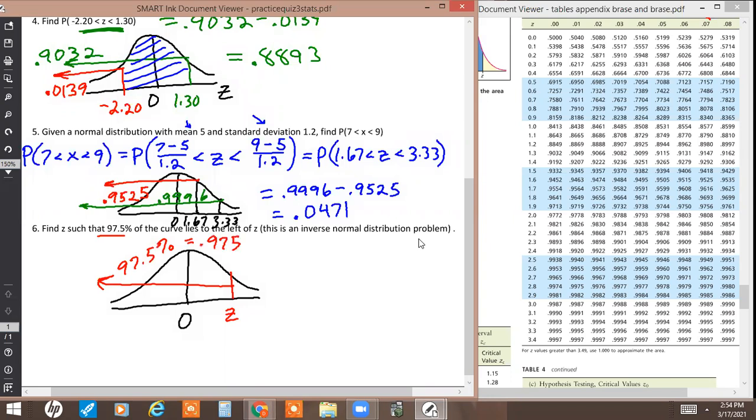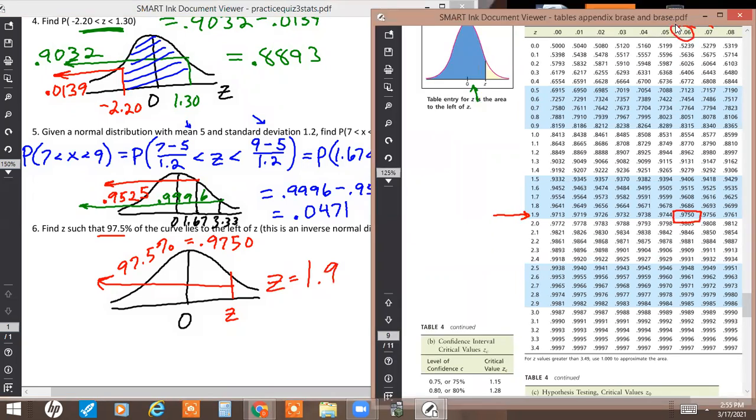0.9750. Notice in the guts of the table here, they carry it out to the 10,000th place, 4 decimal places, right? So what I want to do is look in the inside of the table, and I want to find the closest thing I can find to 0.9750, and check this out. This is exactly in the table, 0.9750. It's at 1.9. And then to the 100th place, it's 6. So we get z equals 1.96.